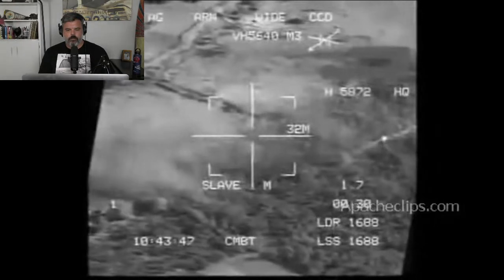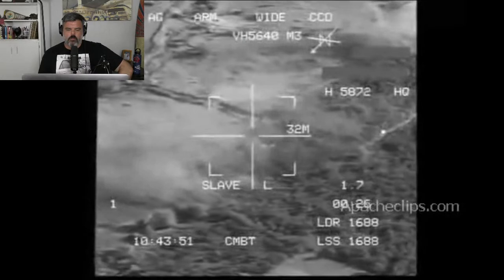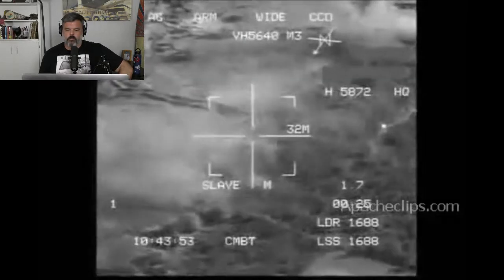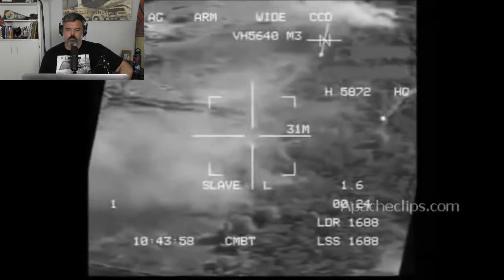Just east of those rounds, west south. Acknowledge. Understand east of number 2's rounds. That's A-firm, just east, but walk south, clear hot.